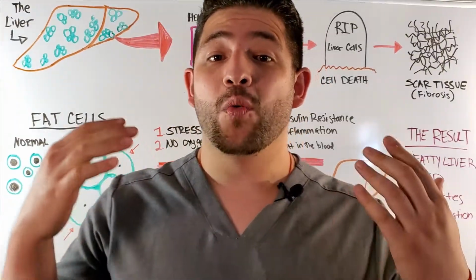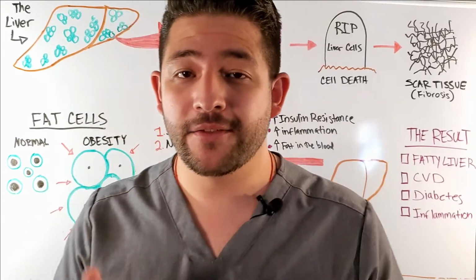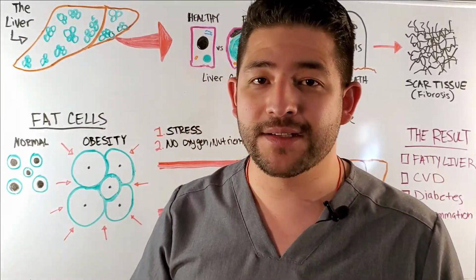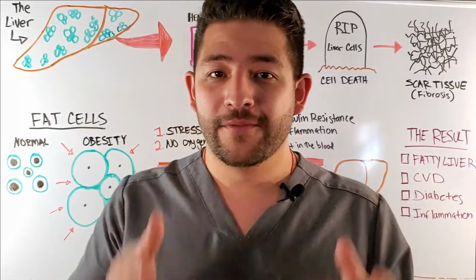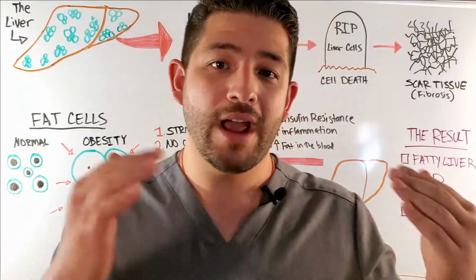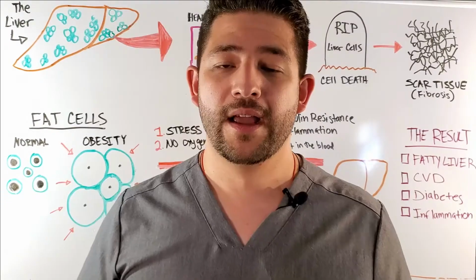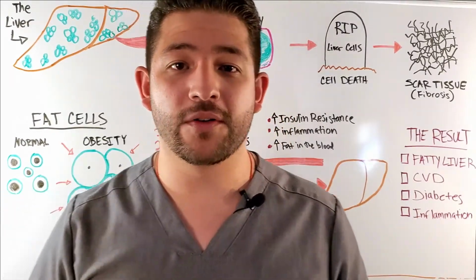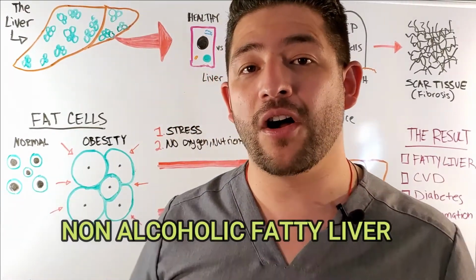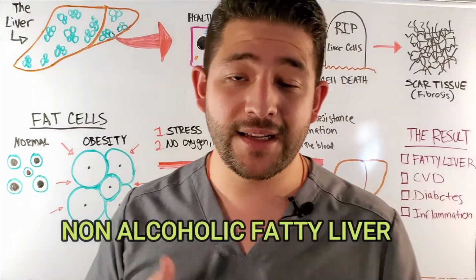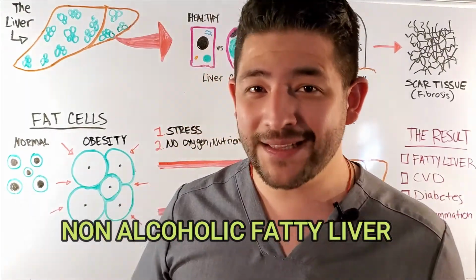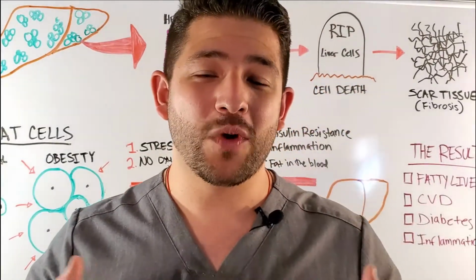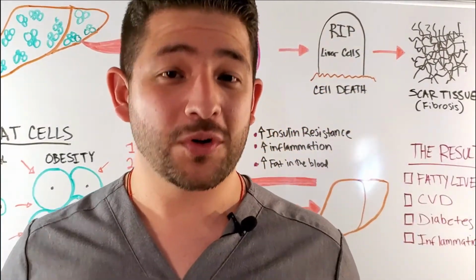So now let's talk about what is fatty liver disease. The very first thing that you need to understand about this condition is that there are two types. There is alcoholic fatty liver disease, and then there's non-alcoholic fatty liver disease. For the sake of this video, we are going to be focusing on non-alcoholic fatty liver disease because it is by far the most common type. It affects roughly 100 million Americans and almost 1 billion people worldwide.